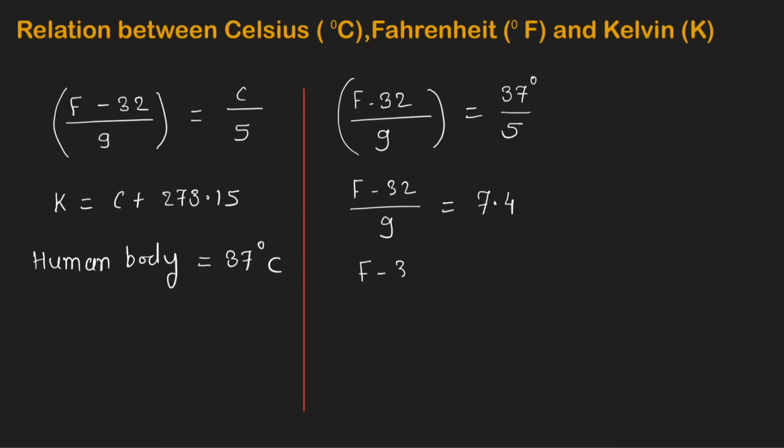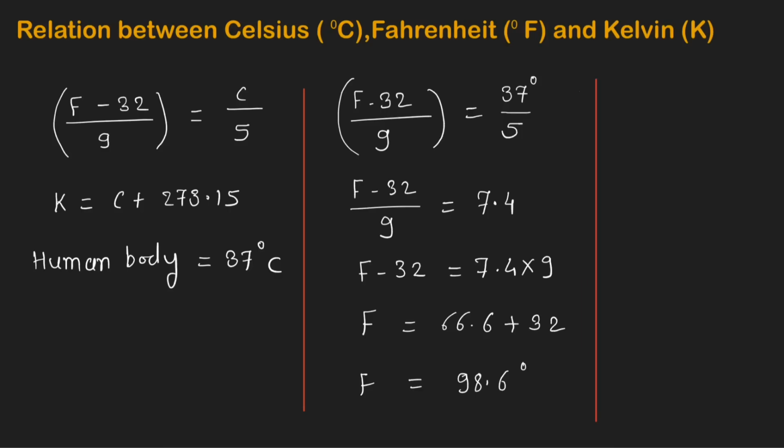Now if you rearrange the terms, F minus 32 is equal to 7.4 into 9, that is F is equal to 66.6 plus 32. Here we get the normal human body temperature in degree Fahrenheit, that is 98.6 degrees.